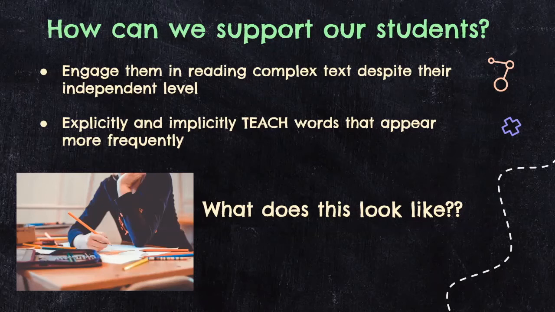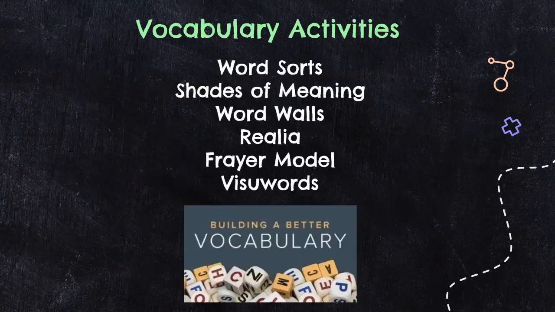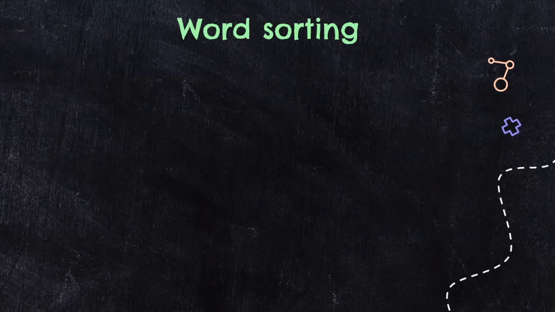We need to explicitly and implicitly teach words that appear more frequently. Some words we're going to have to spend a lot more time diving in and looking at that understanding. And some of them right on the spot, you could tell them, oh, locate. Locate means to find. We can implicitly teach that. So what does that look like? Here are some activities that can help guide your vocabulary instruction. And we're going to look at these today, starting with our word sorts.